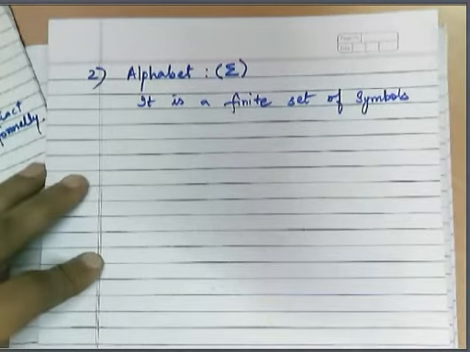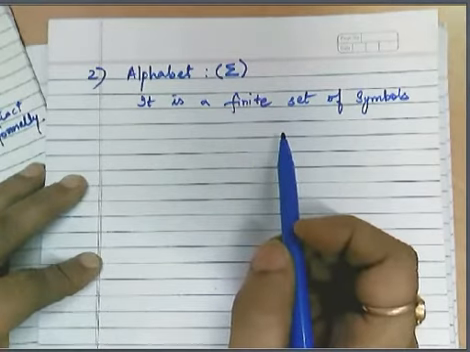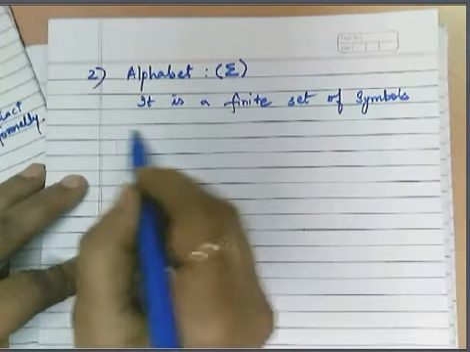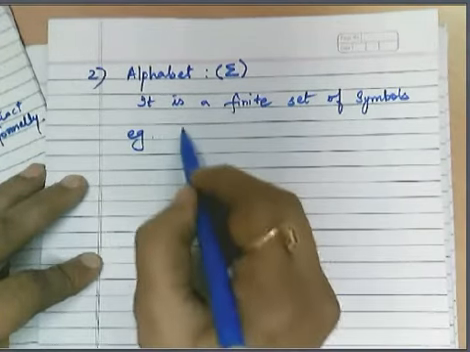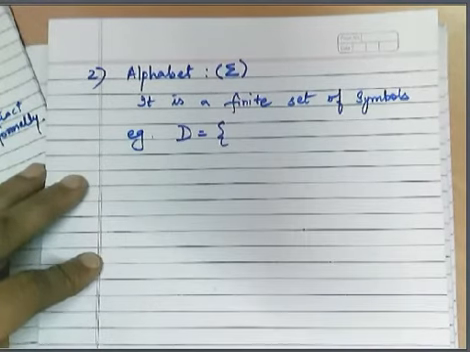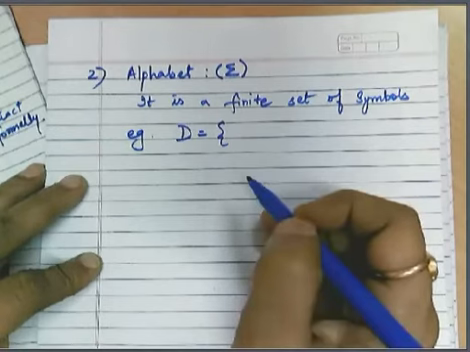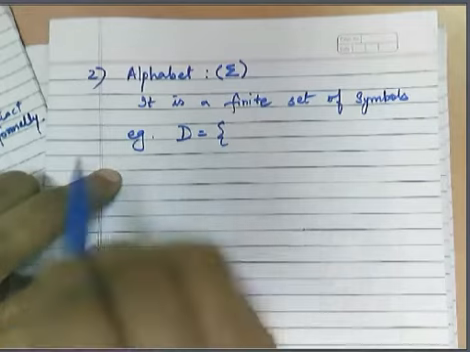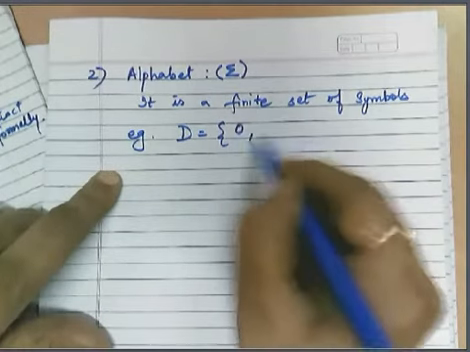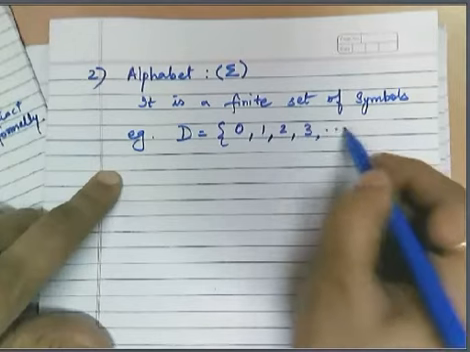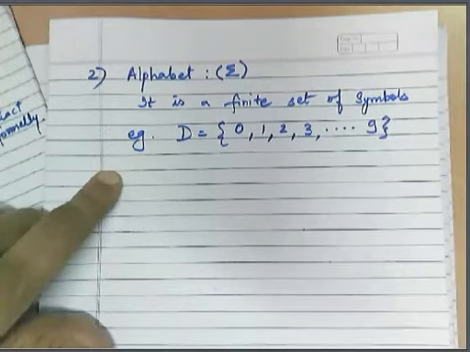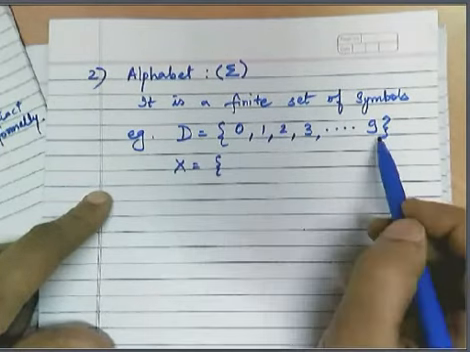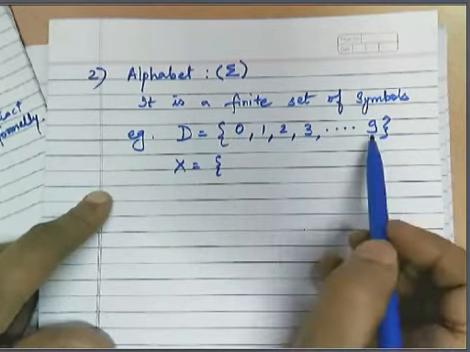As opposed to the alphabet in English, we are saying that it is nothing but a finite set of symbols. For example, if I want to have the alphabet for any language, it will be represented by symbols, and each symbol will be like 0, 1, 2, 3. These are the digits set. Similarly, I can define any set. It is a finite set of symbols. Which are the symbols? 0 to 9 are the symbols.